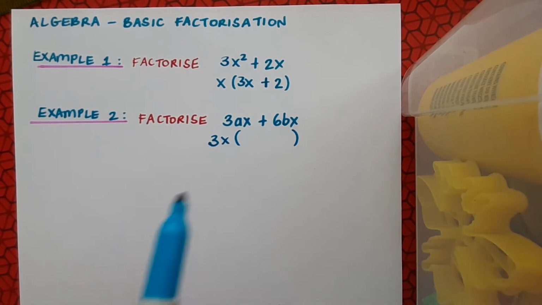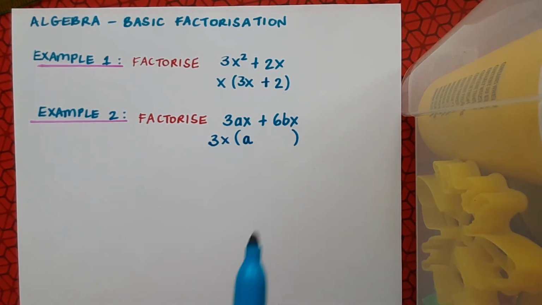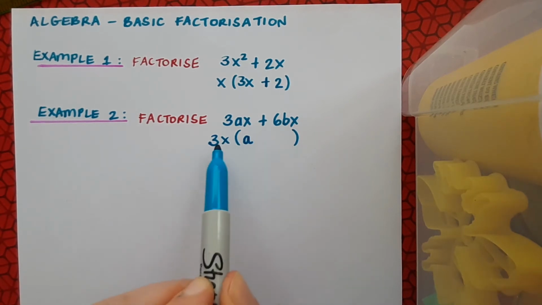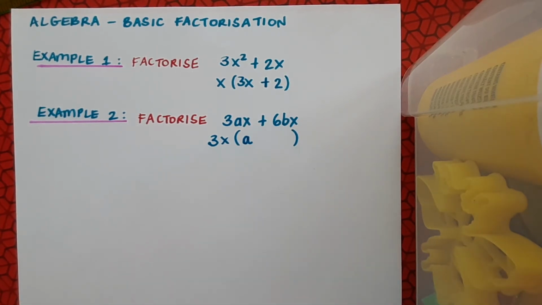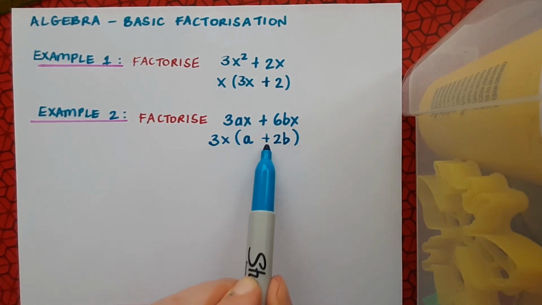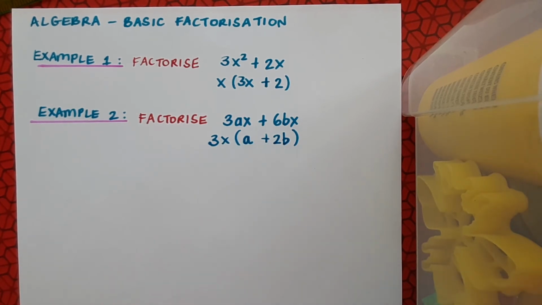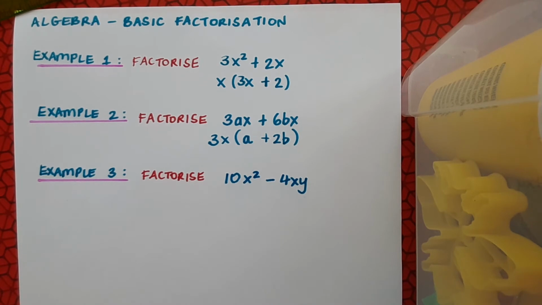Okay, what should I multiply by 3x to get 3ax? In this case, it's a. What would I multiply by 3x to get 6bx? Well, that would be plus 2b. Notice that I don't just write 2b, I need to write plus 2b in order to link the terms inside my bracket together. Example 3 asks me to factorise 10x squared minus 4xy.